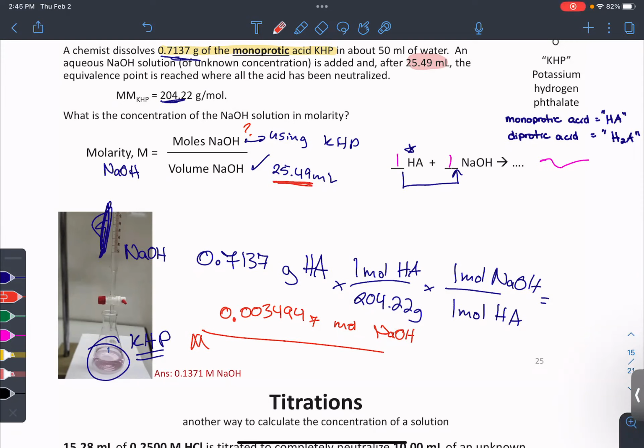In that case, it's that 25 milliliters, but it needs to be in liters. So divide it by 0.02549 liters. And then that should give me a molarity, and I get something like, oh, the answer is right there. Okay, great. I always forget.